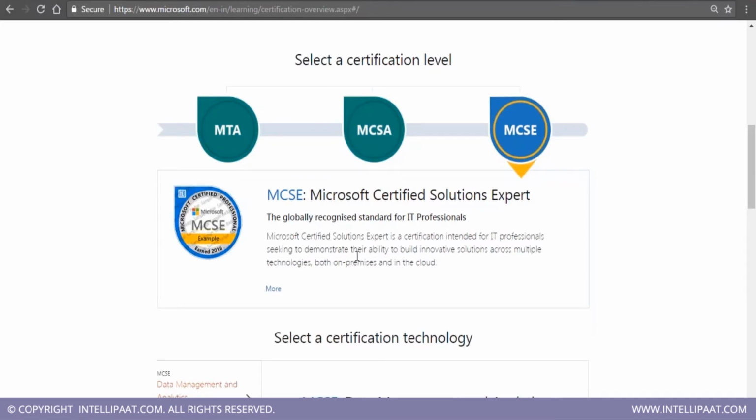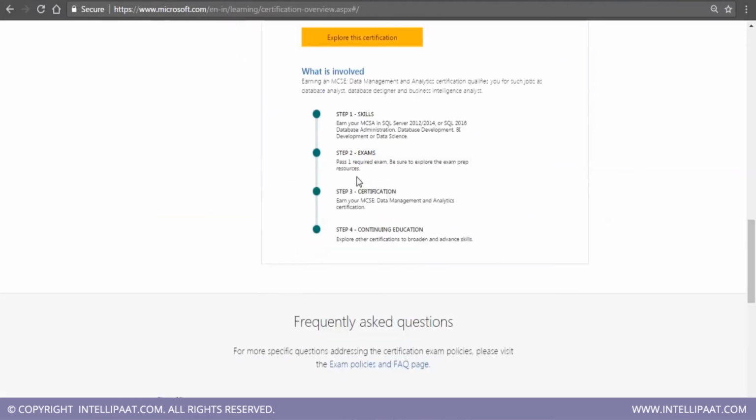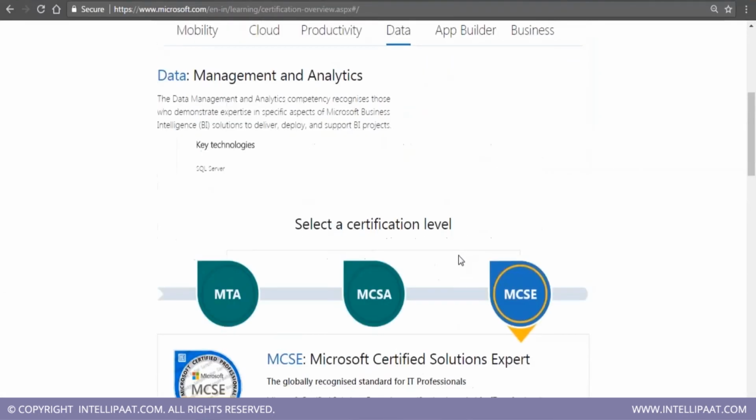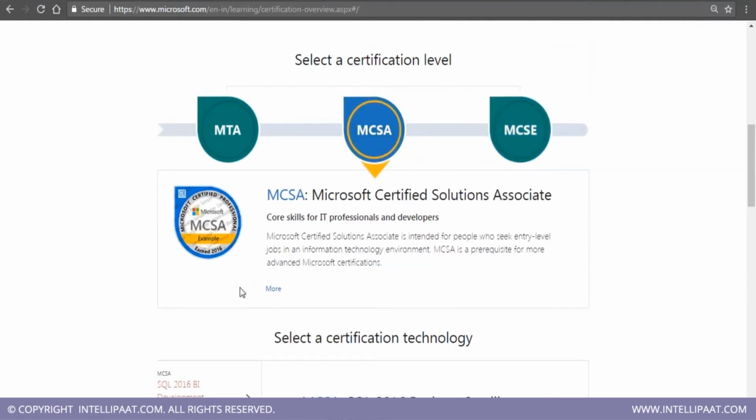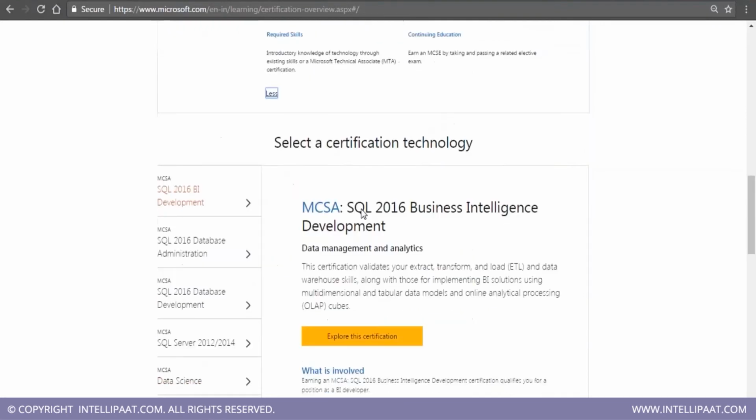Obviously, I myself am an MCSE certified professional in the SQL Server data track. So that covers all the certifications here, and a brief introduction about myself in terms of certifications. If you want to browse more about MCSA, you can go to more, and you can see some of the other skills that you have and what are some of the certifications that you have available here.